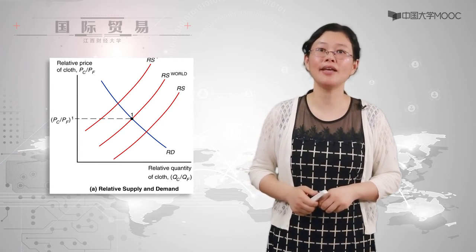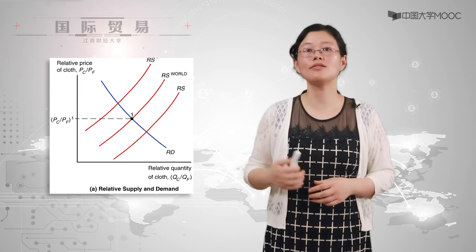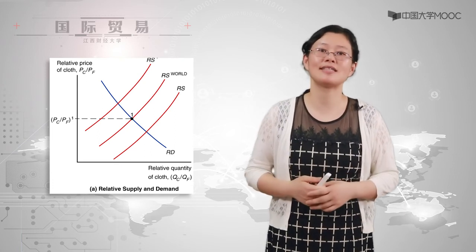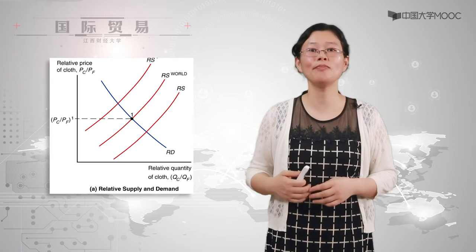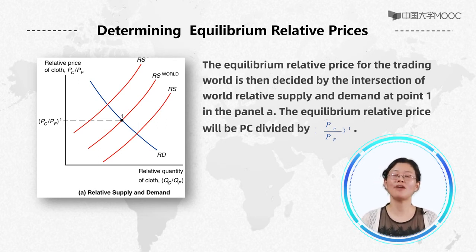In figure 1a, suppose there are no differences in preference across the two countries. The relative demand curve for the world overlaps with the same relative demand curve for the home and foreign countries. Look at figure 1a. The equilibrium relative price for the trading world is then decided by the intersection of world relative supply and demand at point 1 in panel A. The equilibrium relative price will be PC divided by PF 1.